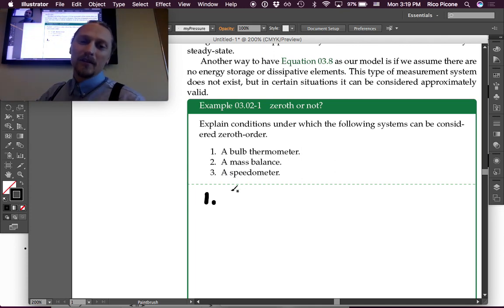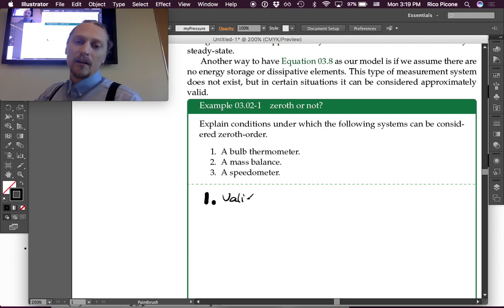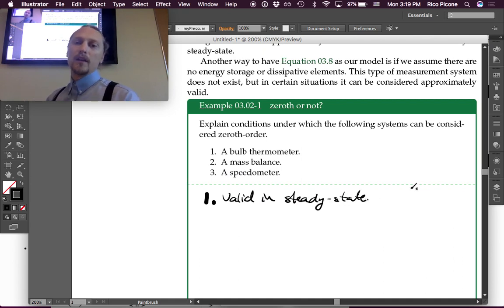So that would be valid in steady state. That's fine.